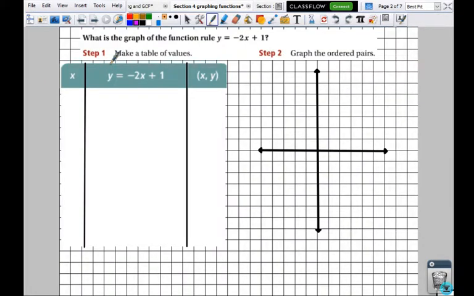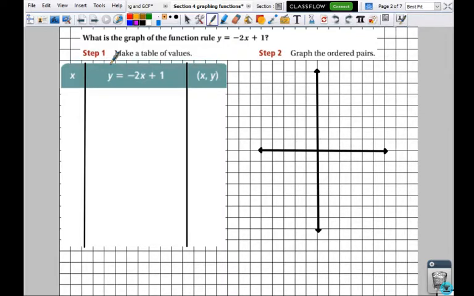So we're going to write the graph of the function rule y equals negative 2x plus 1. When we talk about a function rule, that just means this equation right here, y equals negative 2x plus 1. So we are going to make a table, and then we are going to graph it. And it's kind of the same process every time.